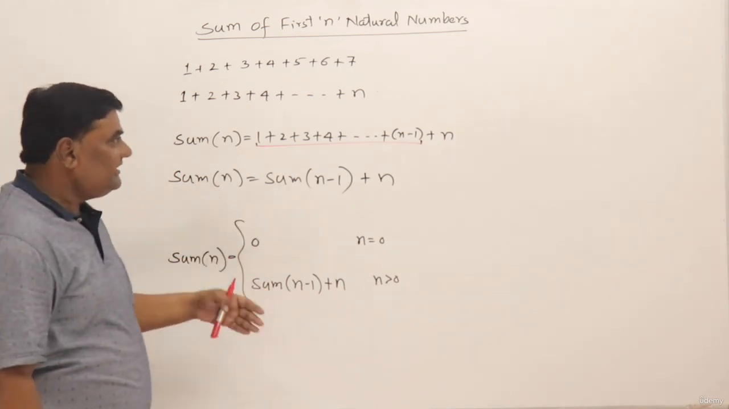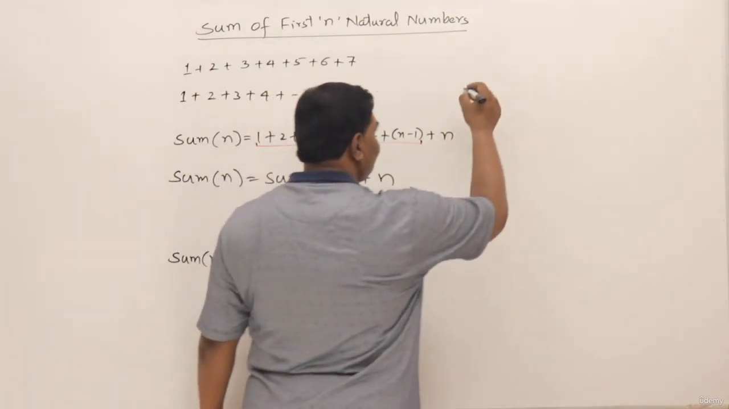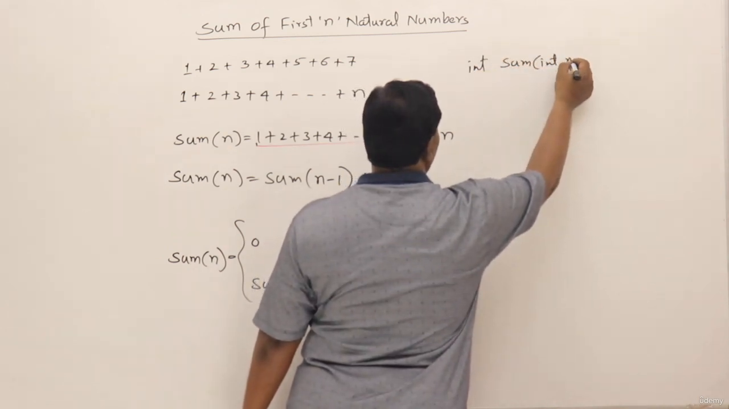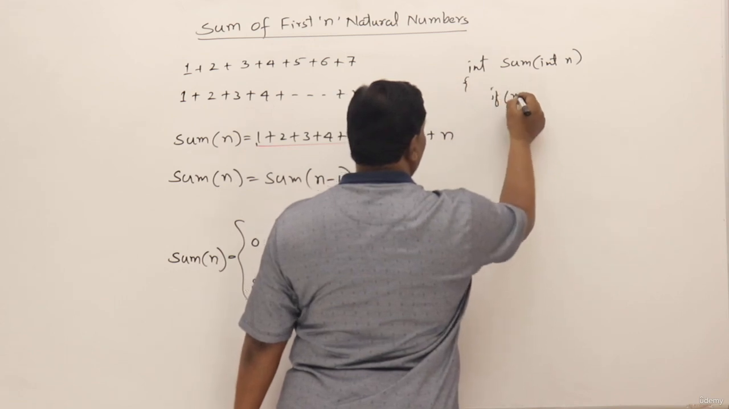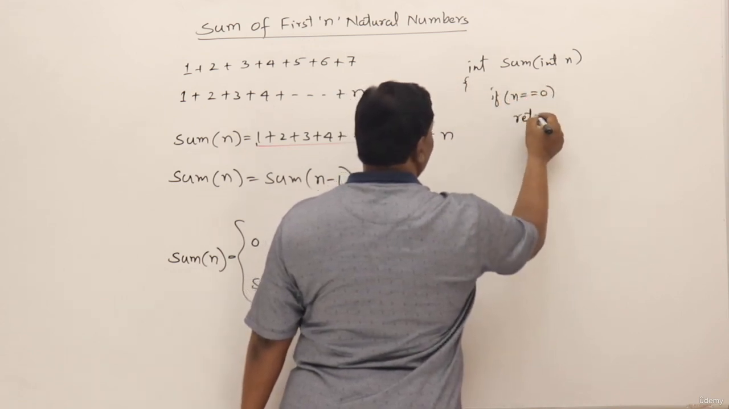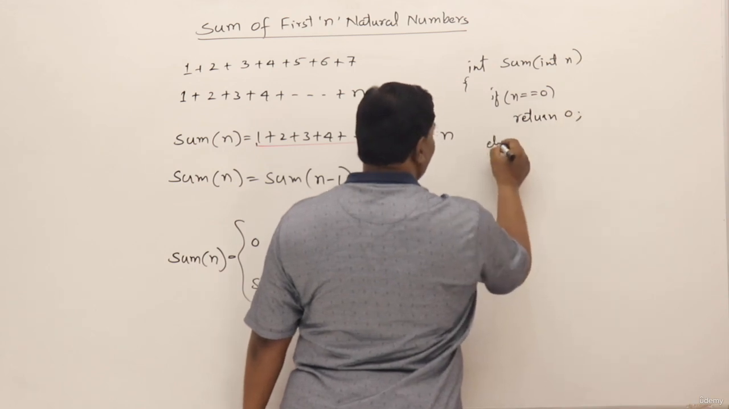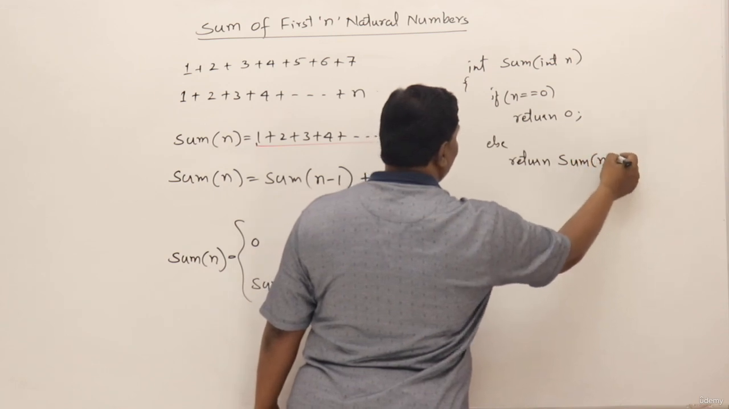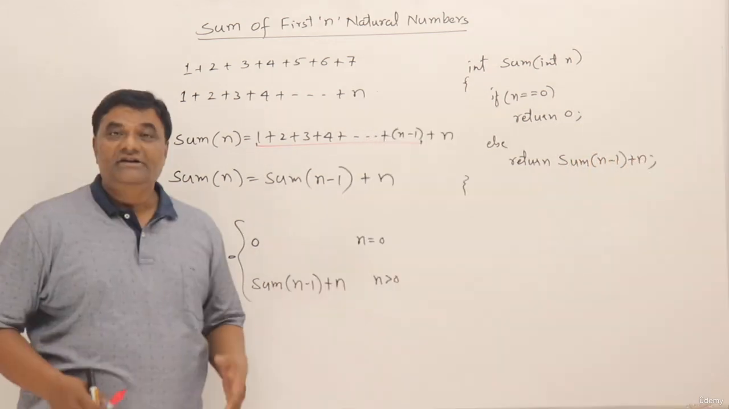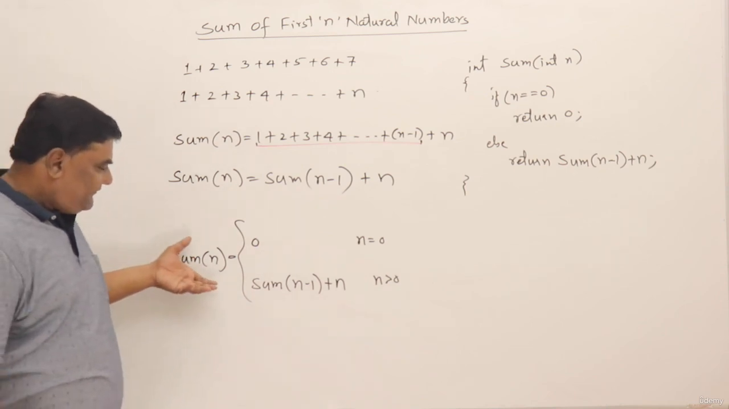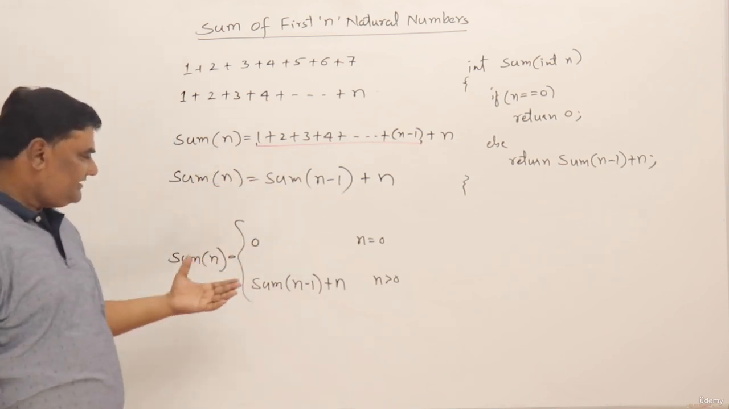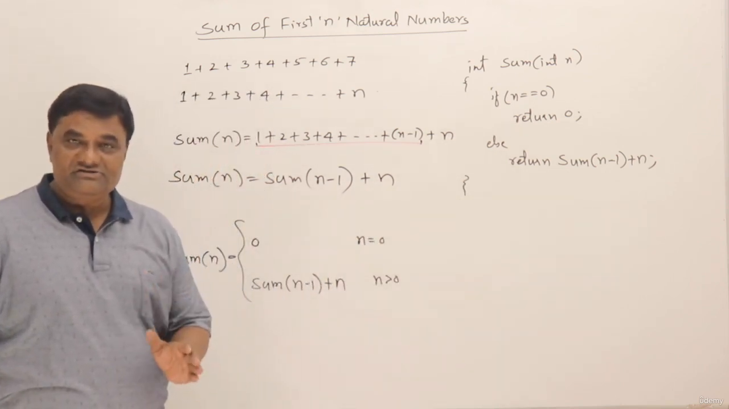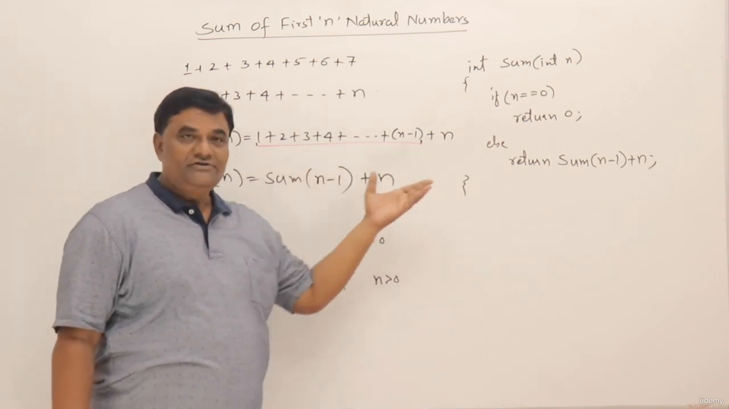Based on the same thing, I can write a recursive function in C or C++. Let us say int sum, which takes an integer parameter n, and if n is equal to 0, return 0. Otherwise, return sum of n minus 1 plus n. What I want to explain here is, if you have a recursive definition of any problem, then you can directly convert it into a recursive function in any programming language which supports recursion. So in C and C++, you have recursion, so you can directly convert this.